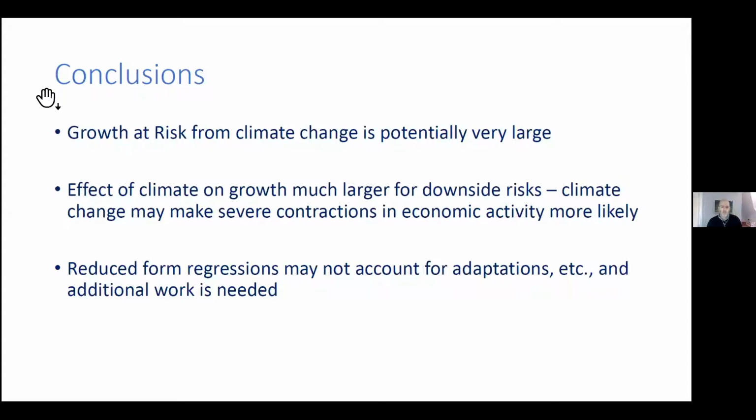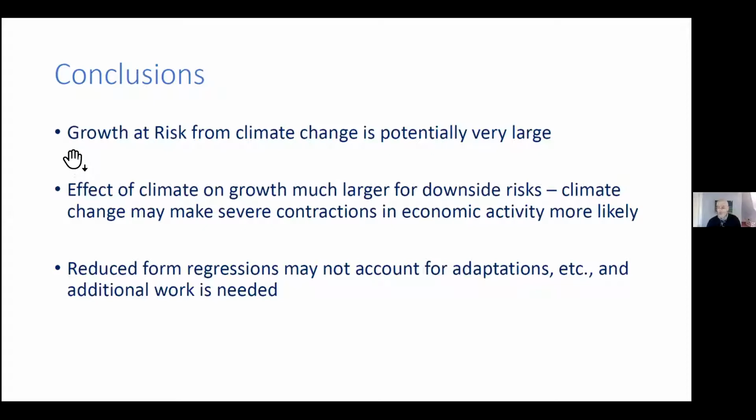According to the specifications in this paper, growth at risk from climate change is potentially very large. In particular, the effects of climate on growth are much larger for downside risks, so that climate change may make severe contractions in economic activity more likely. Of course, this is simply a reduced form regression. This is not a structural model. I haven't done any analysis of why this is the case.